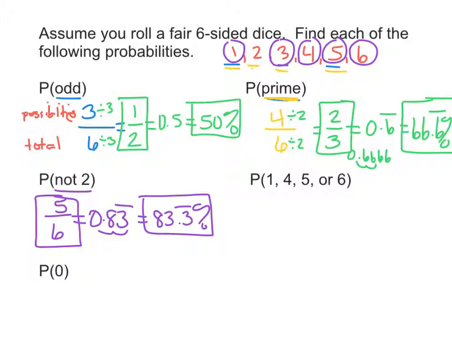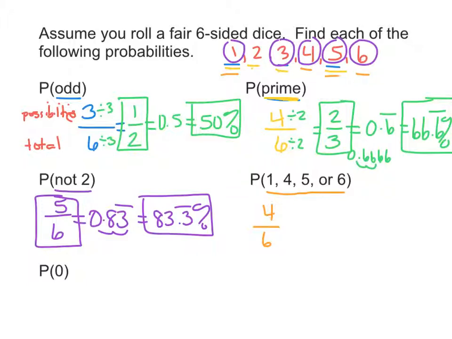All right, taking a look at another example. We'll choose another color here, orange this time. This one is the probability of rolling a 1, 4, 5, or 6. If we go up here, we have a 1, 4, 5, and 6. So there are 4 possibilities out of the 6 total outcomes.